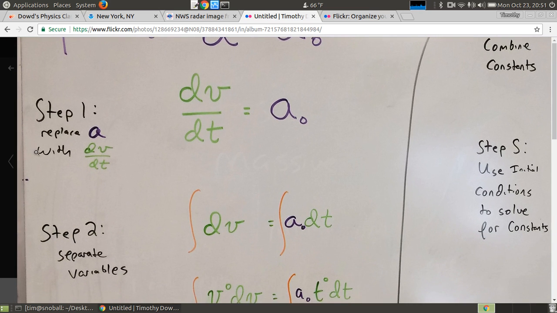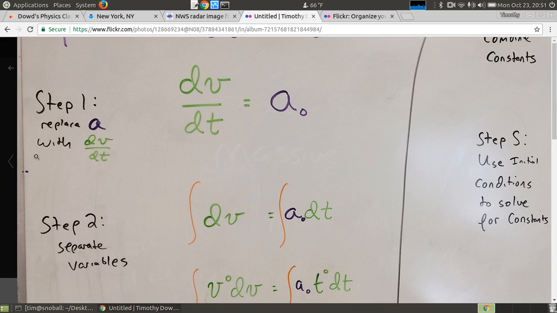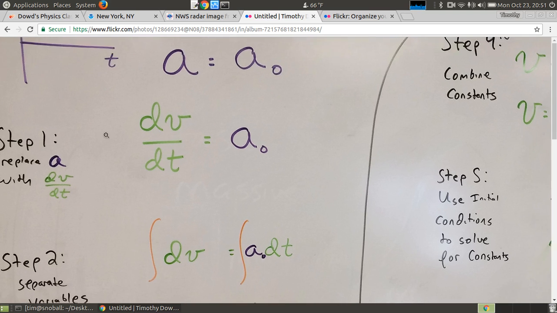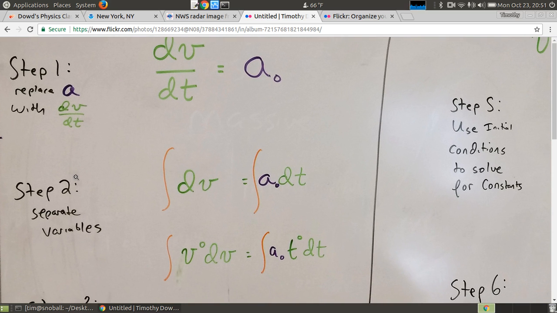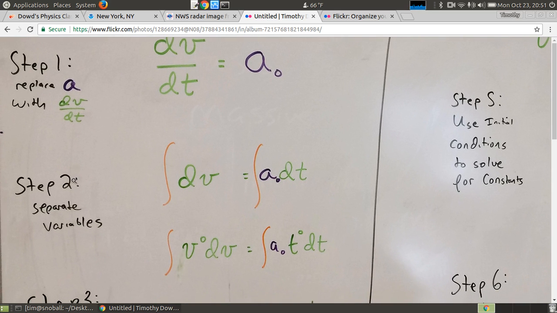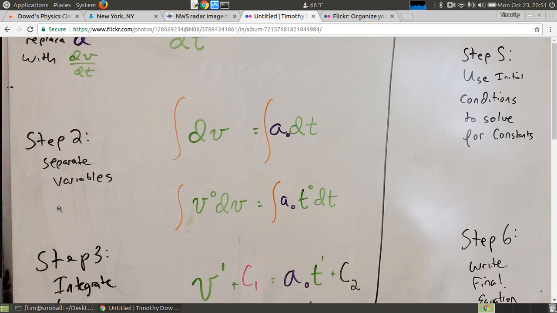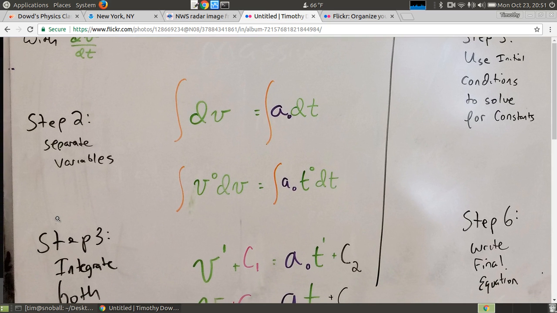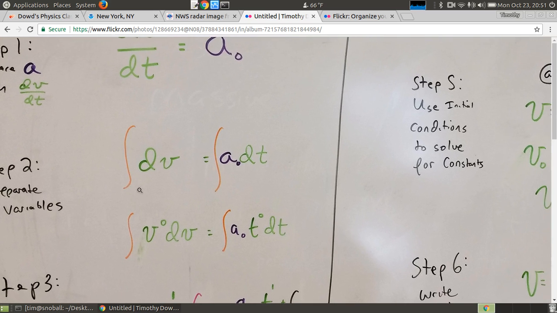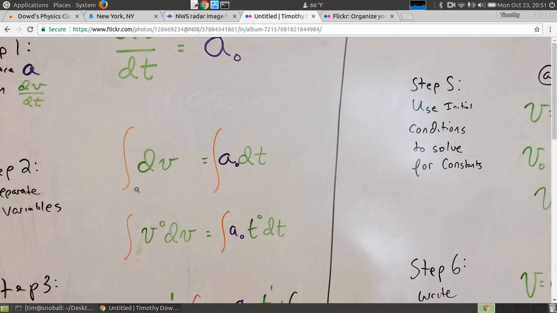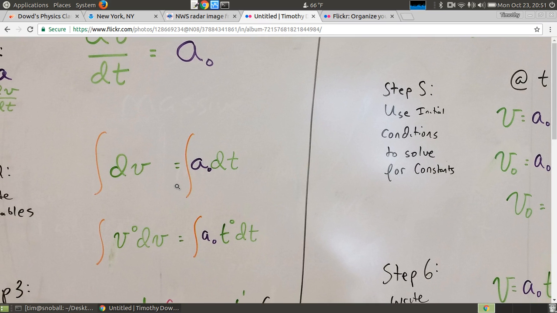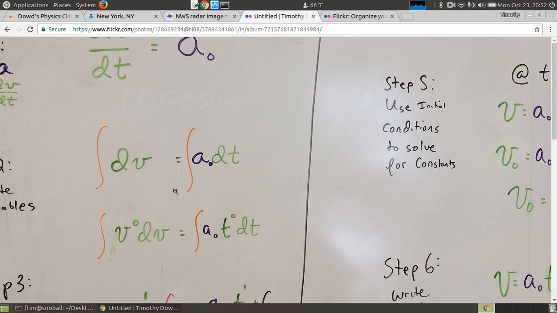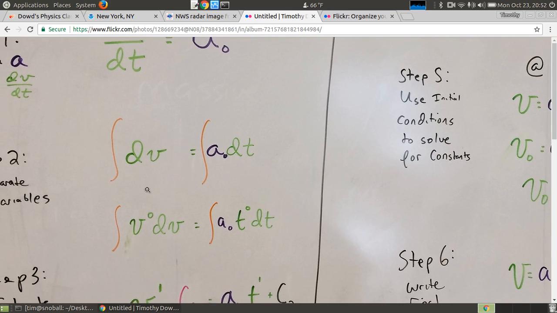The next thing we do is we separate the variables. So all I did was multiply both sides of this by dt. So I was left with dv equals a dt. And then the next thing I did was that I integrated. So I took the integral of both sides, I added up all the infinitesimally small changes in velocity, I added up all the infinitesimally small changes of acceleration with respect to time, and I basically tried to see what that integration was.